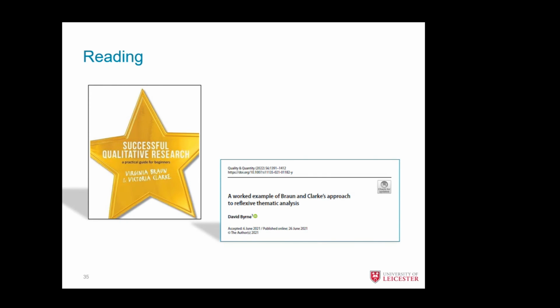And then finally, just to flag up a couple of really useful resources. So I really like this book by Braun and Clarke, which is broadly about qualitative research methods. It's very accessible. It's a really good guide to conducting qualitative research and to thematic analysis. And then also, I recommend this paper by Byrne. So this is somebody who has published a worked example of thematic analysis. So you can look at their research and look step by step how they've undertaken each step of thematic analysis. So that can be really useful if it's something that you're planning yourself.